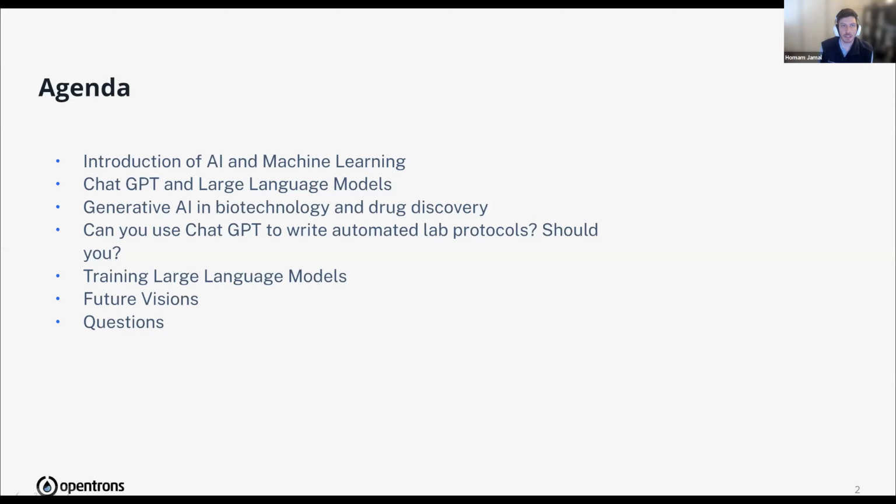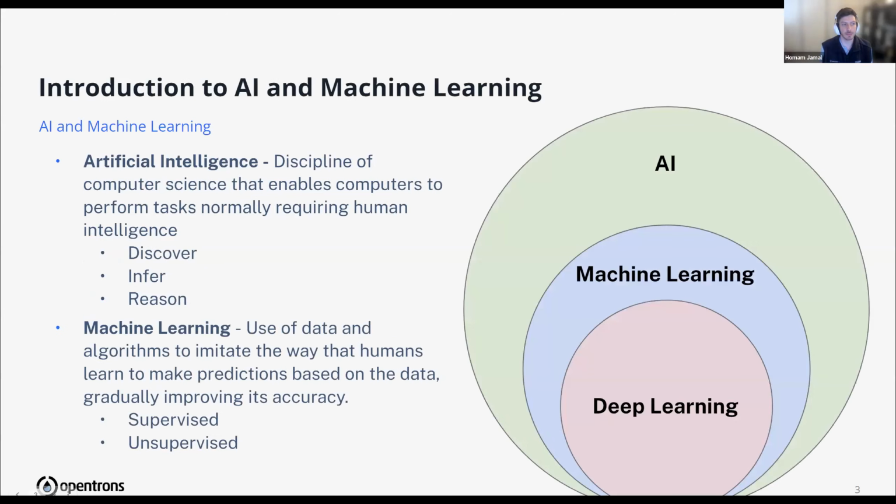Just to start with an introduction, to be honest, before this last year, I didn't know much about AI. So for those of you who are scientists here with an OT2 that don't know much about AI, AI is really a discipline. Think of a discipline kind of like physics. It's a discipline of computer science, and it's basically making computers act like humans, making computers have the ability to discover, infer, and reason. This is the discipline of AI.